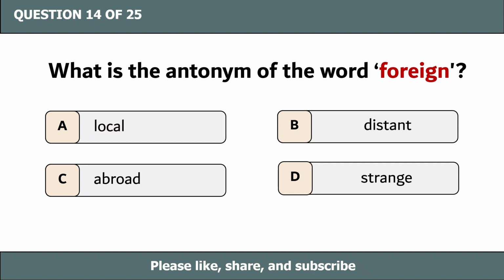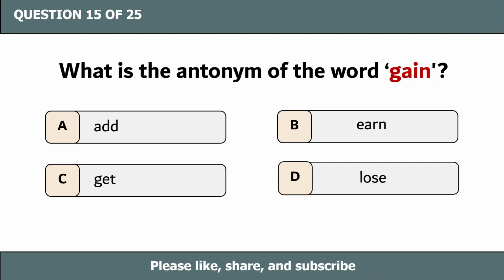Question 14. What is the antonym of the word foreign? The correct option is A. Local. Question 15. What is the antonym of the word gain? The correct option is D. Lose.